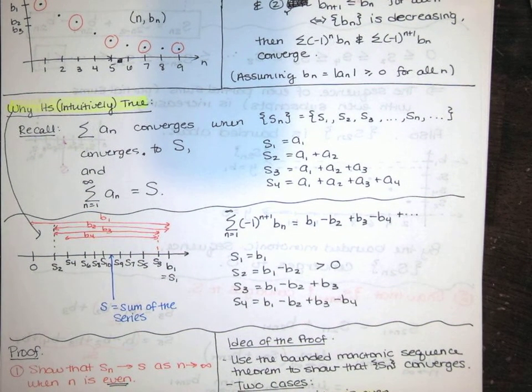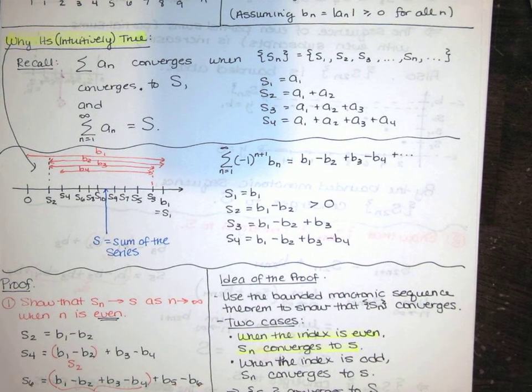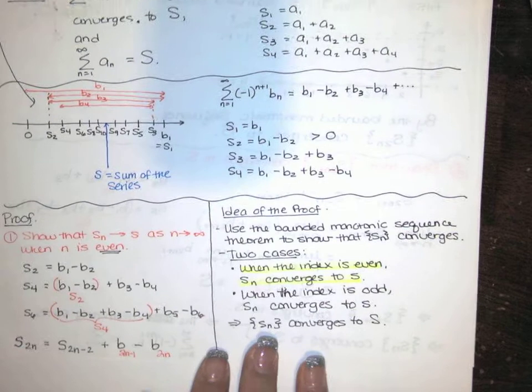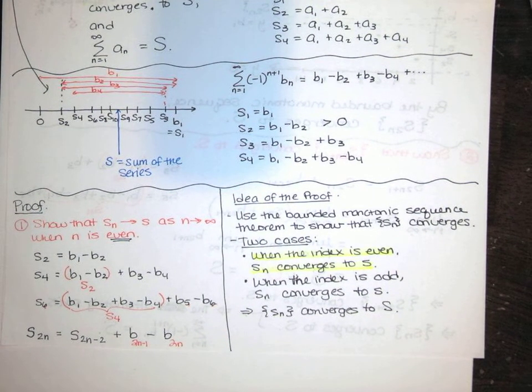But if we want to prove it to ourselves definitively, we can use the bounded monotonic sequence theorem. We looked at the case when the index was even, and we looked at the case when the index was odd, and we showed that they both have to converge to the same thing. And if the even terms converge to s, the odd terms converge to s, then in general the terms converge to s. And that means that the corresponding series converges.